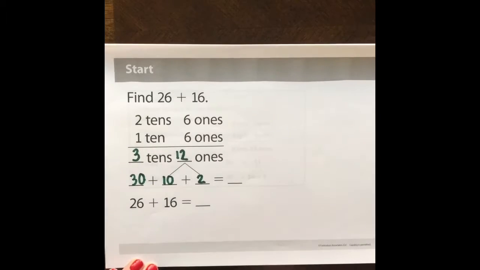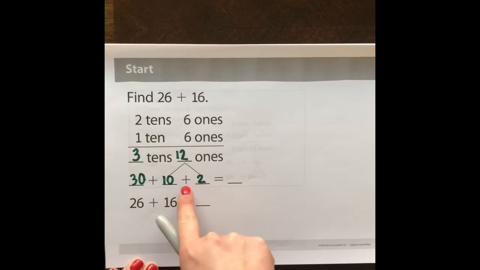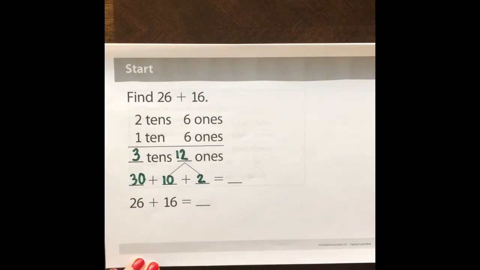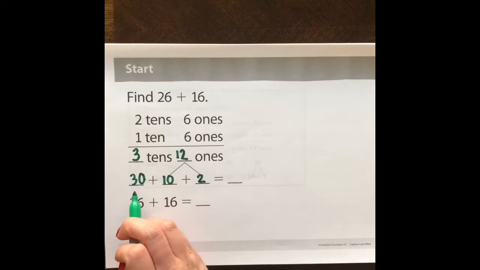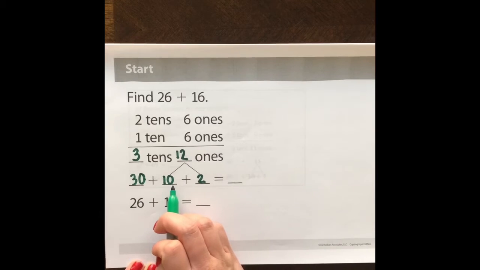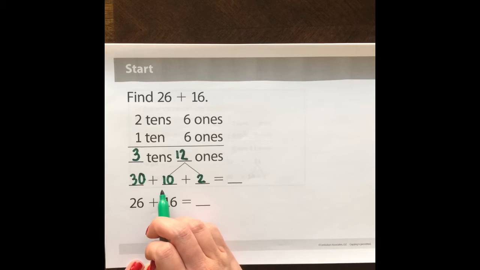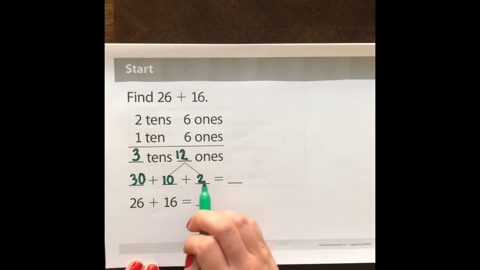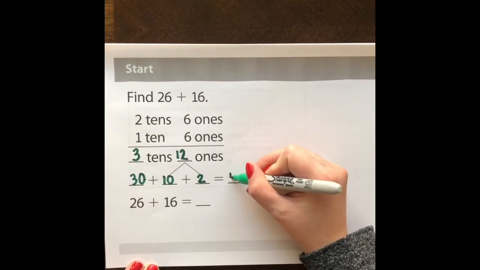So now we have 30 plus 10 plus 2. This is our new equation. And all we're going to do now is just add this. When we have 3 tens and 1 10, we can add 30 plus 10 and we get 40. 40 plus 2 is 42.